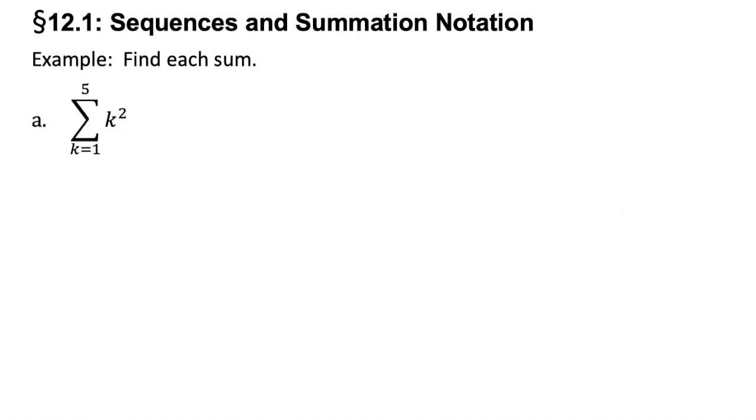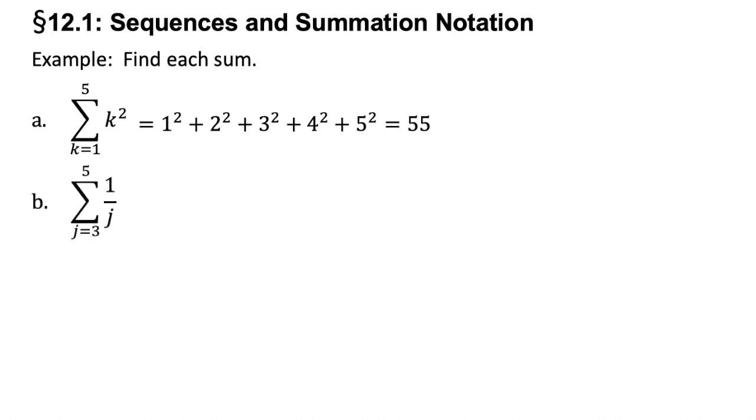In this example, we want to find the sum of k squared from k equal to 1 to k equal to 5, which is 1 squared plus 2 squared plus 3 squared plus 4 squared plus 5 squared, which simplifies to 55. The sum of 1 over j from j equal to 3 to j equal to 5 is 1/3 plus 1/4 plus 1/5, which simplifies to 47/60.